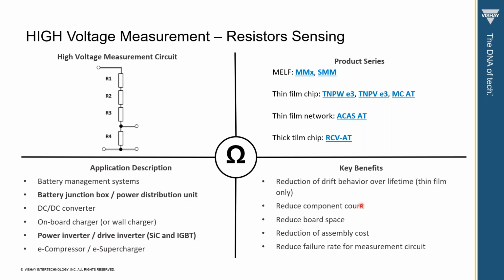The key benefit is the reduction of drift behavior over a lifetime, and this is only applicable for the thin film series. It also reduces the component count and the box size, because a single part has high voltage capability, so you may be able to replace a few pieces of normal resistors. Then there is the reduction of assembly cost and the reduced failure rate of the measurement circuit.